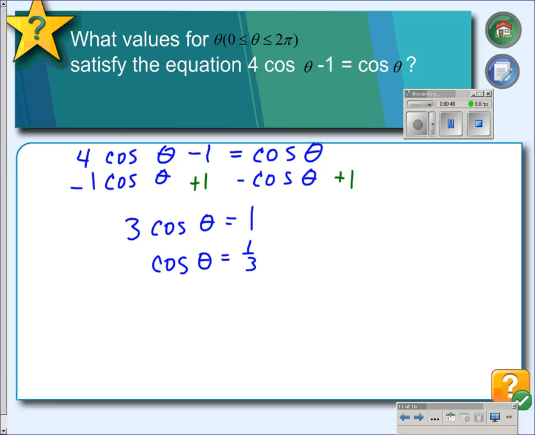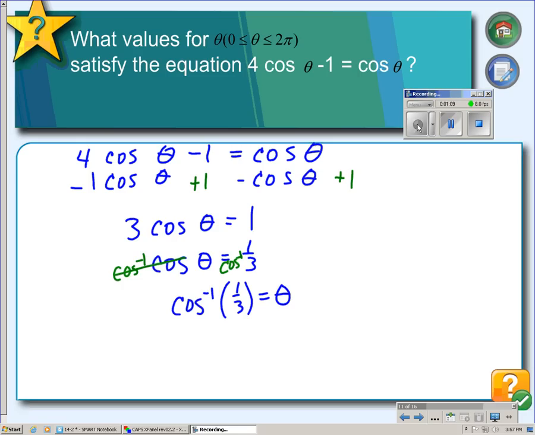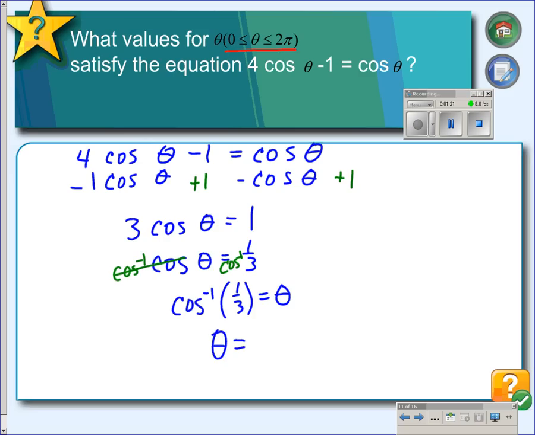And then to get this cosine to be removed from the left side, we do an inverse cosine. So that cancels the cosine there and brings it over to this other side. So what we now have is cosine inverse of 1/3 equals theta. This you put in your calculator. Since the instructions at the top say to use theta between 0 and 2 pi, make sure your calculator is set to radian mode, and we get theta equals 1.23.